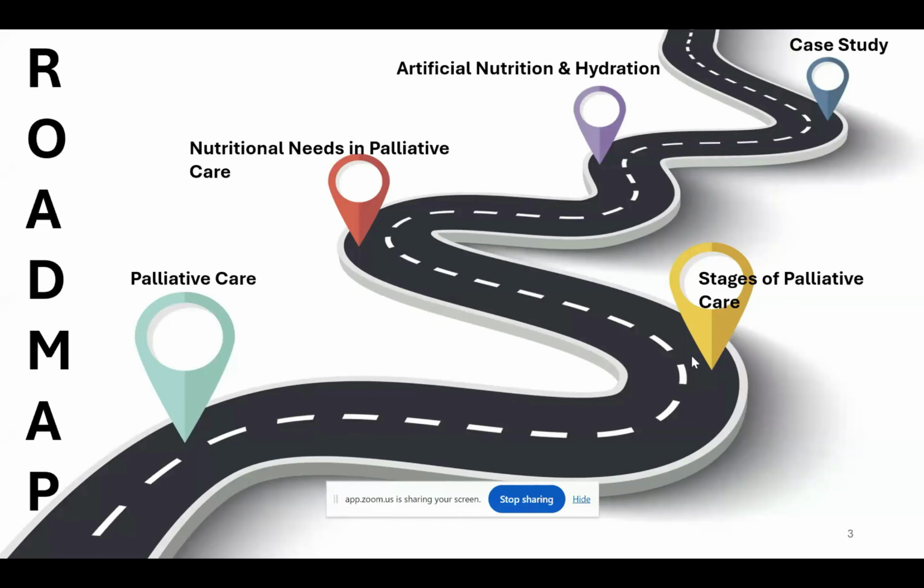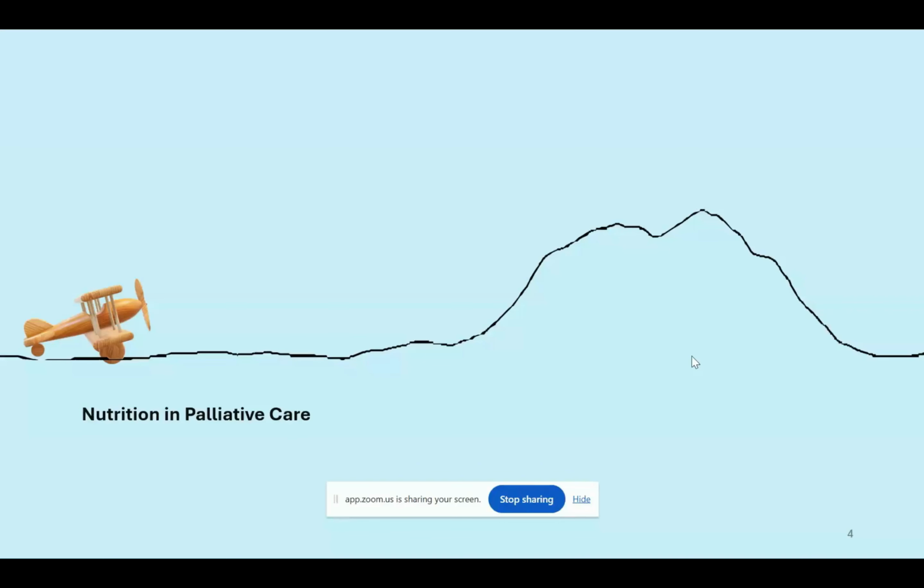First, we will explain the palliative care. What are the stages of palliative care, the nutritional needs in palliative care, what is artificial hydration, nutrition and hydration, and at the end, a live case study. So, what actually is nutrition in palliative care?